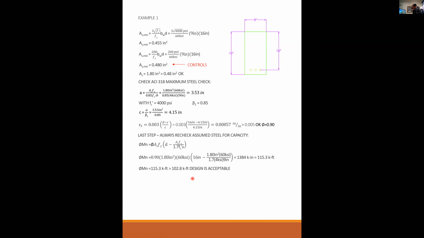Okay, so every problem, I'm looking for this last step. I am looking for you to tell me that phi Mn is greater than Mu. You can't assume it from anything that you've done above this point. You have to actually calculate phi Mn and show that phi Mn is greater than Mu before I'm your plan checker. Before I sign off on this building, I'm looking for this. Phi Mn greater than Mu. Okay, is that clear? Yes, sir.